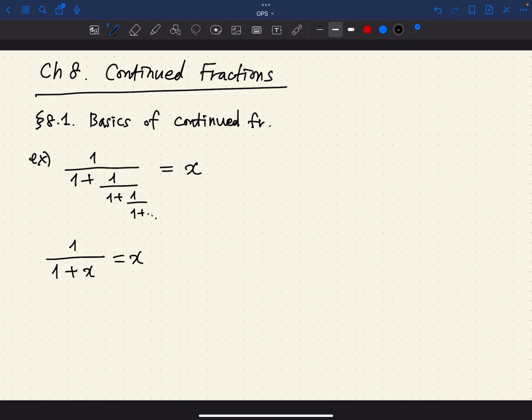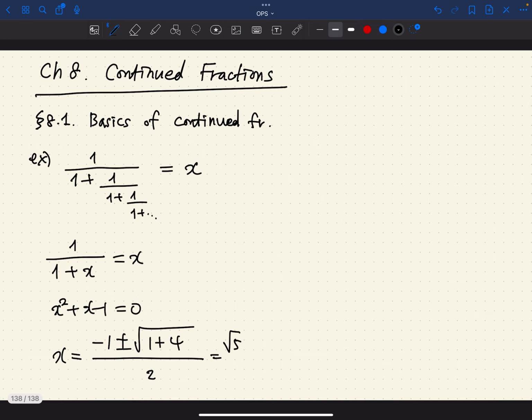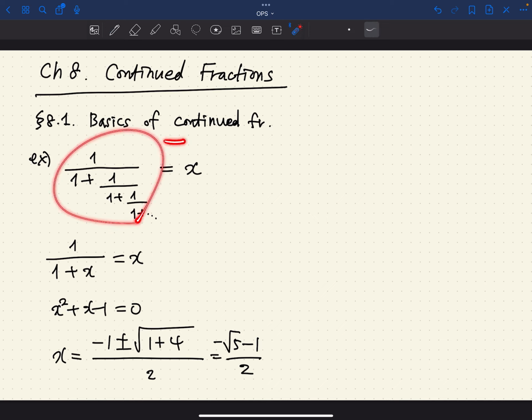But now we can just solve this equation. So it is x squared plus x minus 1 equals 0. So x equals, just a quadratic equation, square root of 5 plus or minus 1. But we know that it cannot be negative because everything is positive, so it should be positive. So we choose a plus sign here. So the answer is square root of 5 minus 1 over 2. It's like a golden ratio.